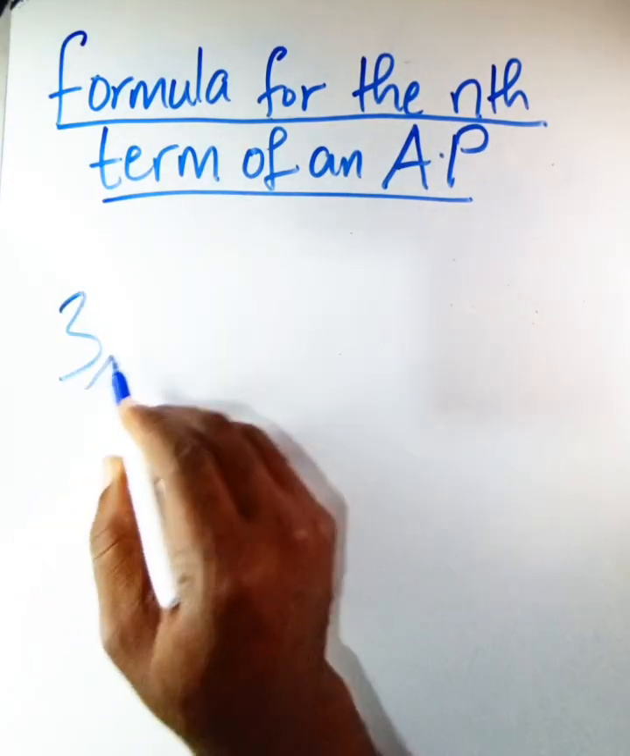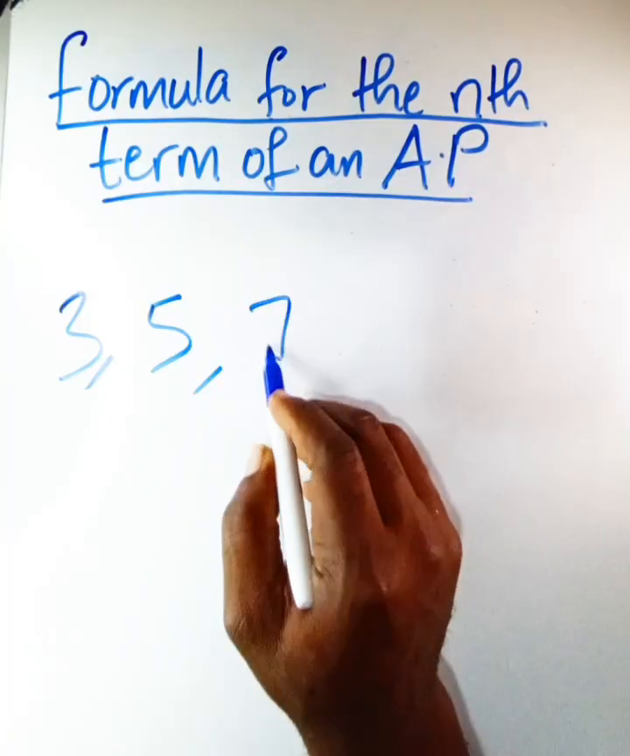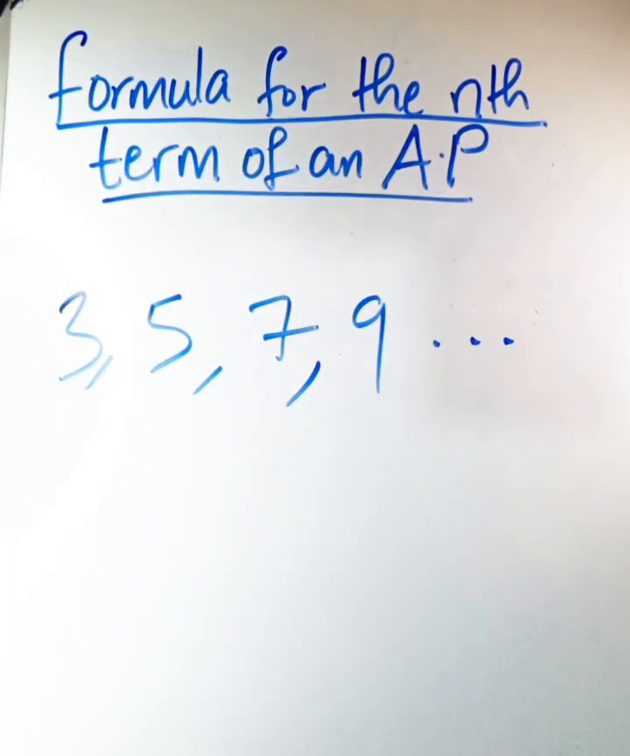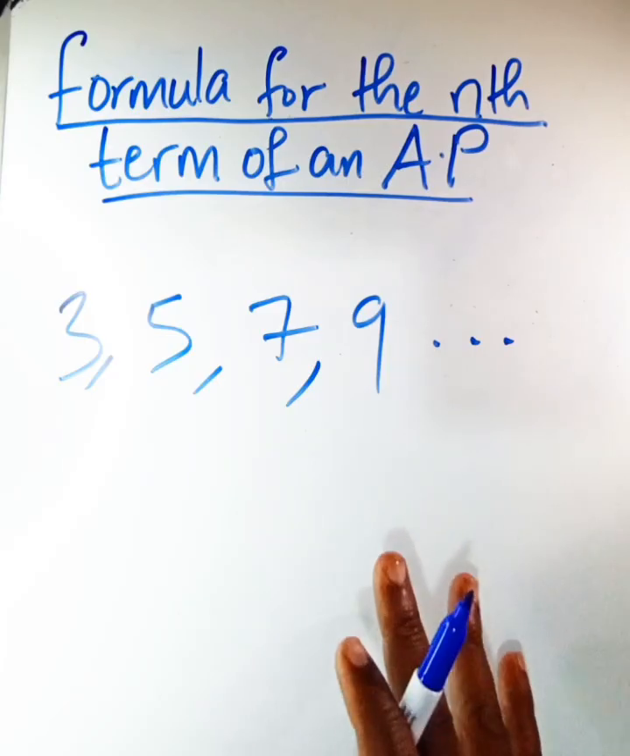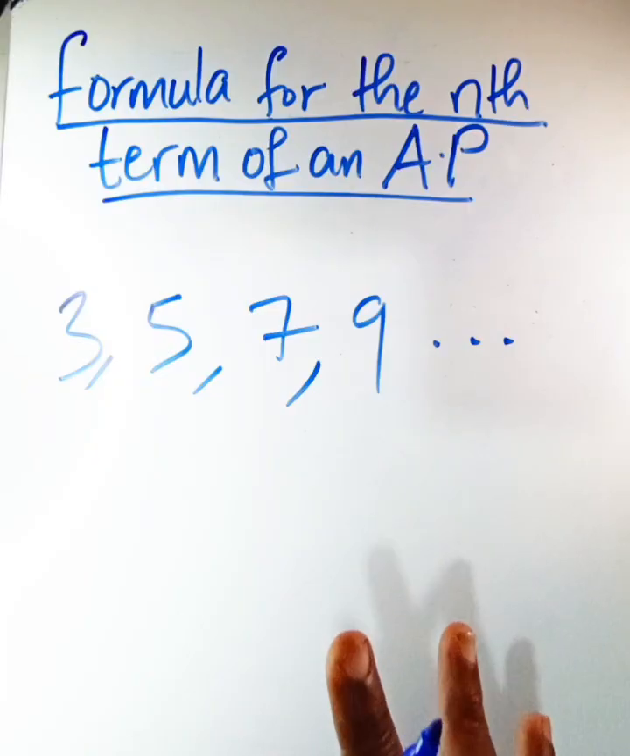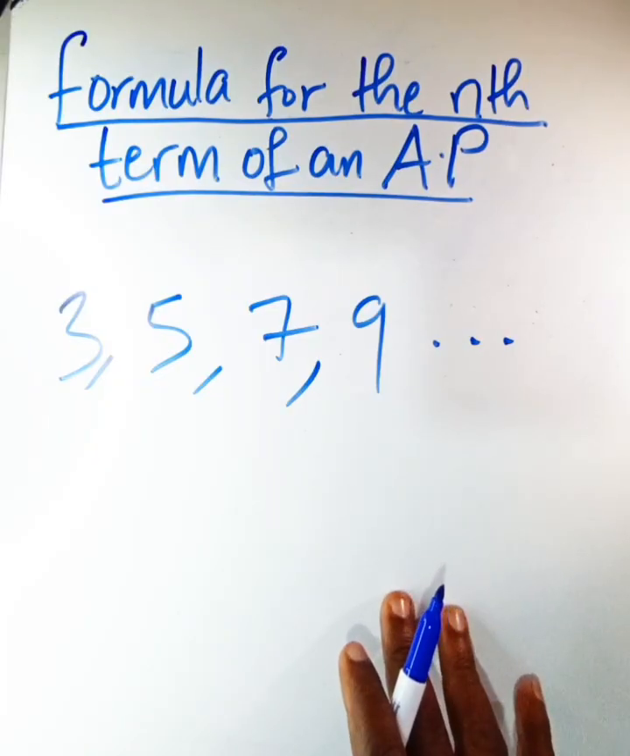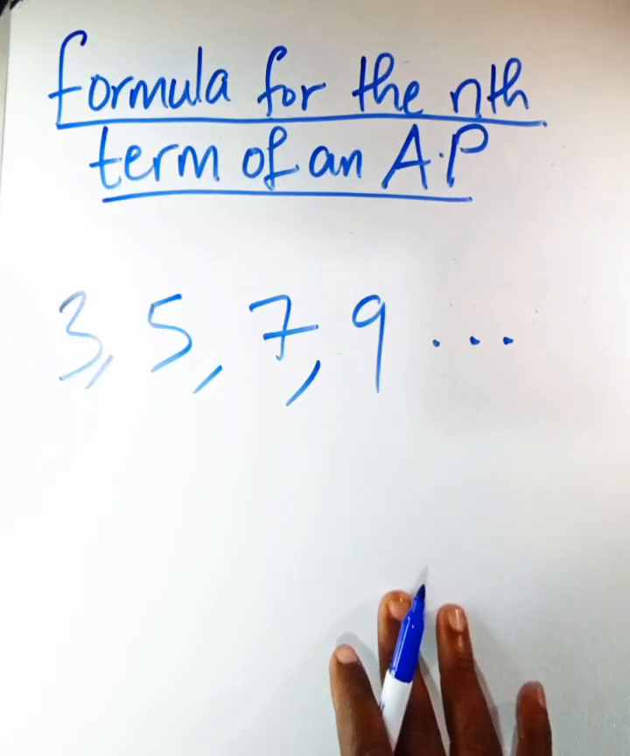Let's take a sequence like this: 3, 5, 7, 9, and so forth. Now this is a very easy sequence and you probably know the next term and even the term after it, right? But assuming we're asked to find the 500th term or the 208th term, we need to have a relation such that we plug it in and we just get the answer. So how do we do that? Well, let's consider some important details here.